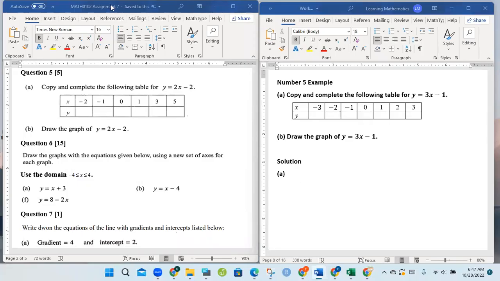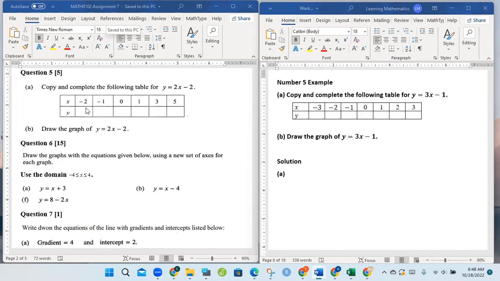Question number 5, assignment 7. It says copy and complete the following table for y is equal to 2x minus 2. So that's a linear equation. It's a linear equation because the maximum exponent here is 1 for x, 2x raised to the power of 1. So that's a linear equation.